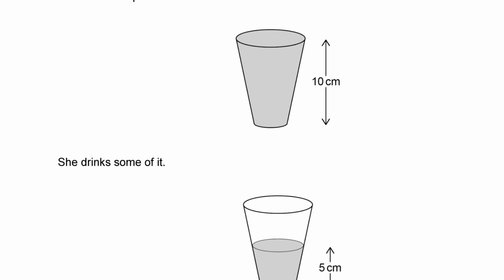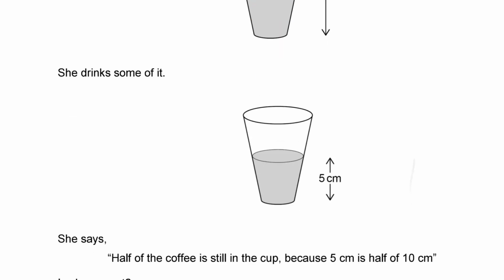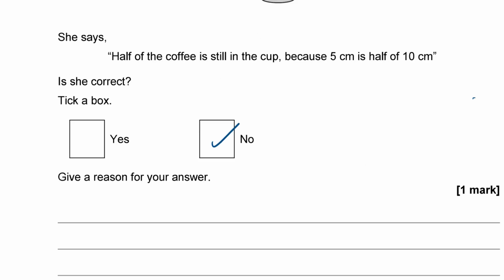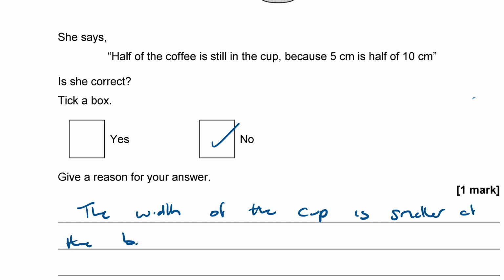But here, in this case, even though 5 is half of 10, look, the amount of coffee in the section above that 5 centimeter line is going to be much more than the coffee underneath, because it's tapering down, isn't it? So no, she's not right. So tick a box. No. So give me a reason then. The width of the cup is smaller at the bottom.